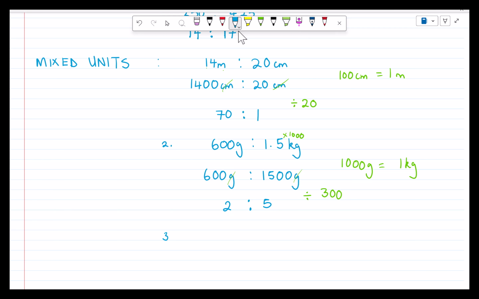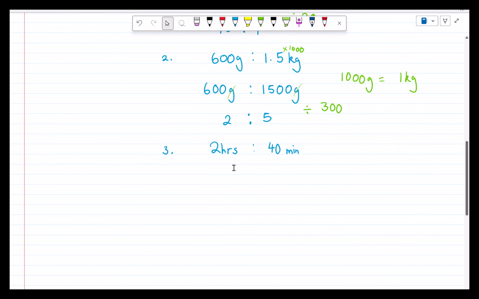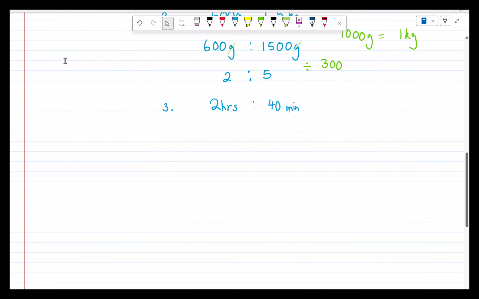Now, looking at a third example, we have 2 hours is to 40 minutes. And again, we need to know how to convert units. We've got hours and minutes. And remember what I said, it is easier to convert from a larger unit to a smaller unit. So we are going to change hours into minutes. And we know that 1 hour is equal to 60 minutes. Hence, we're going to change 2 hours into minutes by multiplying 2 by 60. And we get 120 minutes is to 40 minutes.